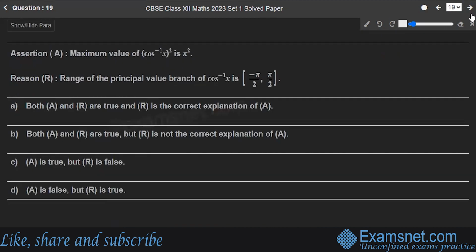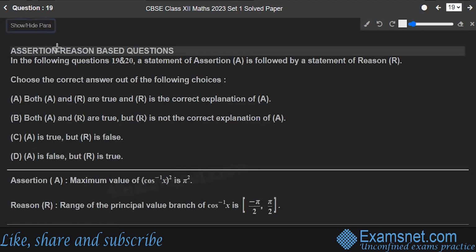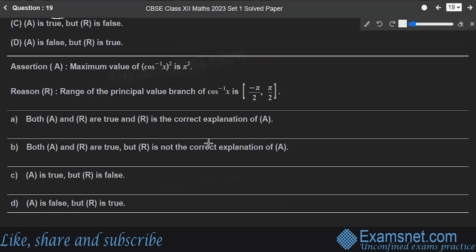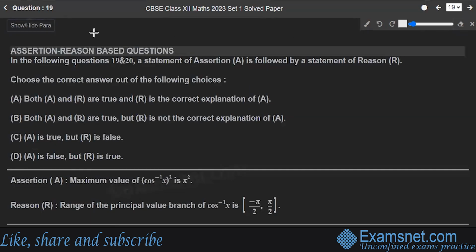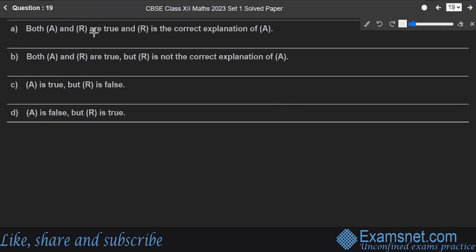Next is question number 19, an assertion and reason problem. So I hope you know this thing. Option A is when both assertion and reason are true, and reason is the correct explanation of assertion. B is when assertion and reason are true, but reason is not the correct explanation of the assertion. C is when the assertion is true and the reason is false, and D is when the assertion is false and reason is true.